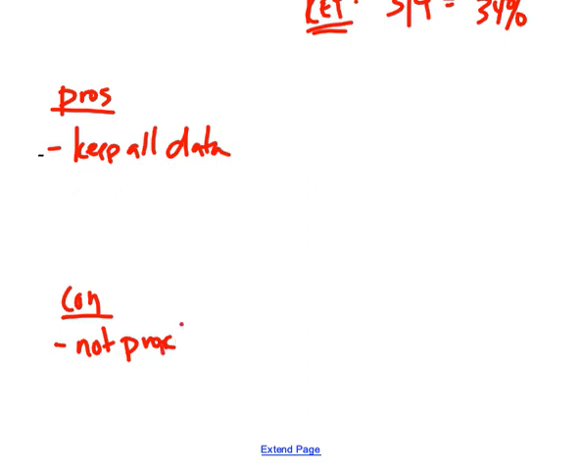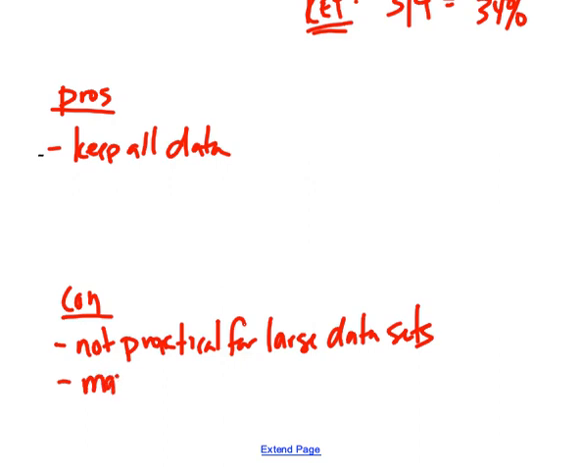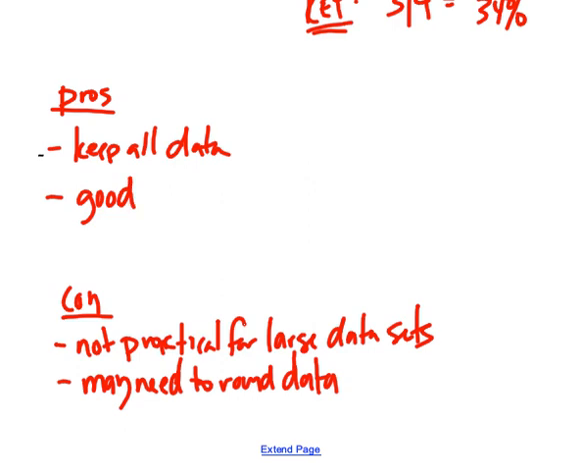So that's not practical for large data sets. And we may need to round the data in some way. So even though we're keeping the data, sometimes we have to round it or truncate it or something. We can't actually see all the numbers sometimes, like in this case. One of the other benefits of this is we can actually use it for comparisons. A pro of this is it's really good for comparisons if I have small data sets.